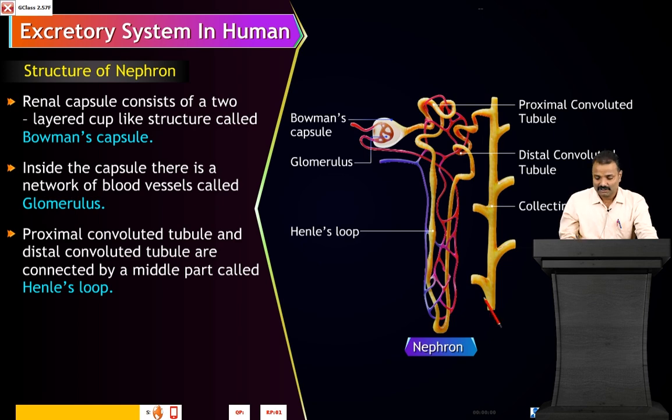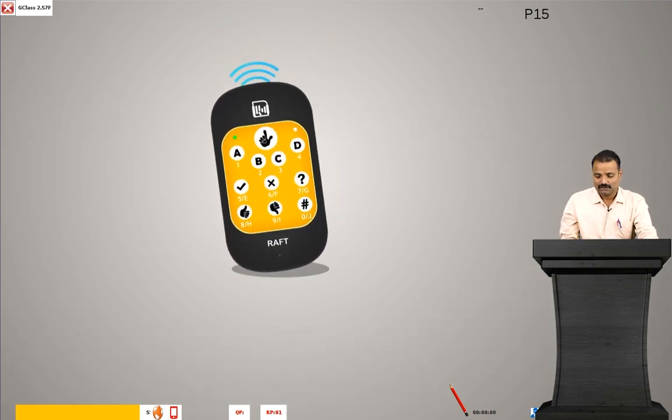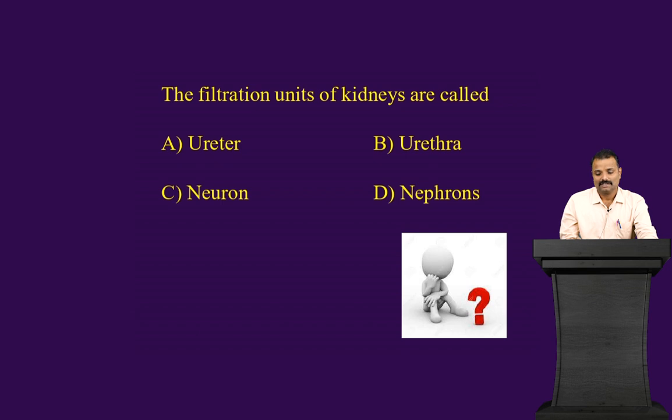Okay. Now let's continue. So here comes the question time. Your question comes on your screen. Observe this question. Let me read it out for you. The filtration unit of the kidneys is: option A, ureter; option B, urethra; option C, neuron; and option D, nephron. So just now you have learnt it. I will give you 10 seconds to try to answer this particular question. Clear, students? Okay. So your time starts now.